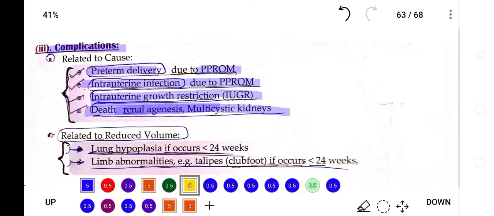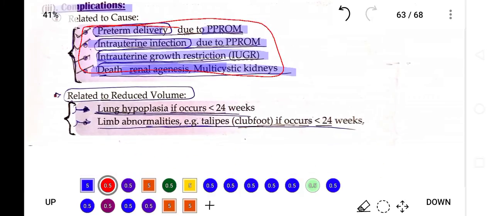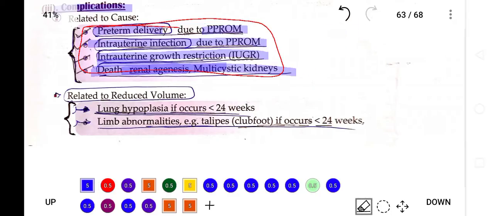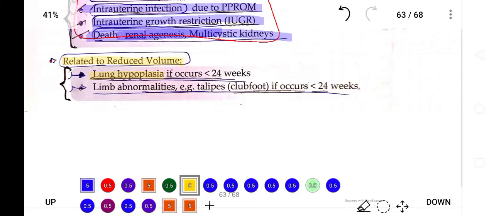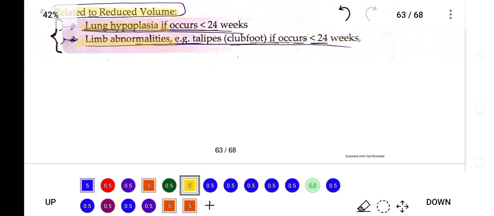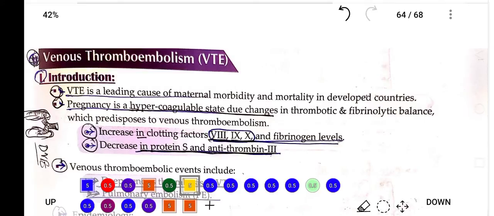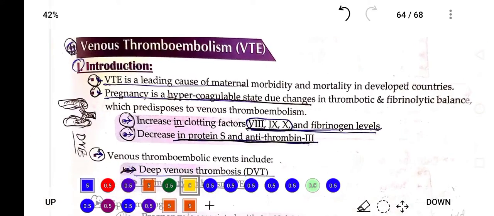So oligohydramnios is most commonly associated with the kidneys, because if there is less urine production, there will be less amniotic fluid. That condition predisposes to oligohydramnios. With reduced fluid volume, lung hypoplasia, limb abnormalities, and clubfoot can develop. Another condition, which is vascular related, is venous thromboembolism in the mother.